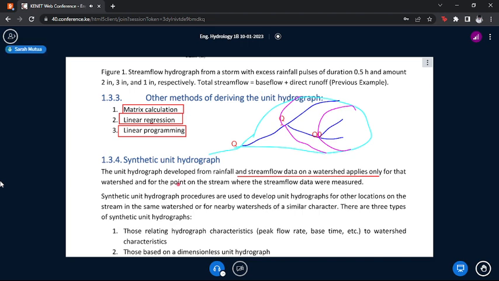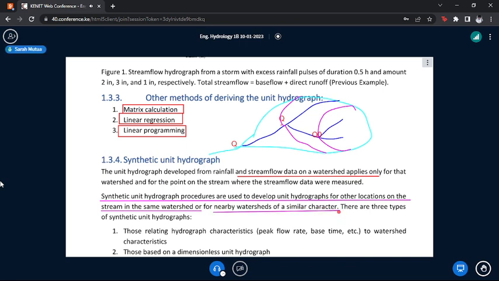So normally the synthetic unit hydrographs, and we are going to see a number of them, are used to develop unit hydrographs for other locations on the stream in the same watershed. So with a synthetic hydrograph, you can develop a synthetic unit hydrograph for another location within the same stream watershed, or for nearby watersheds of similar character.